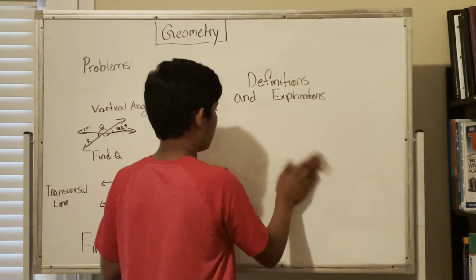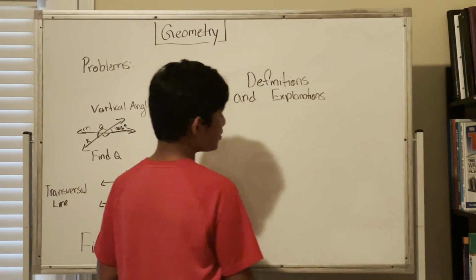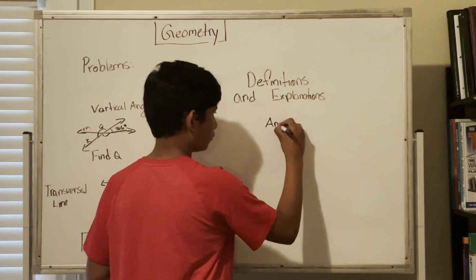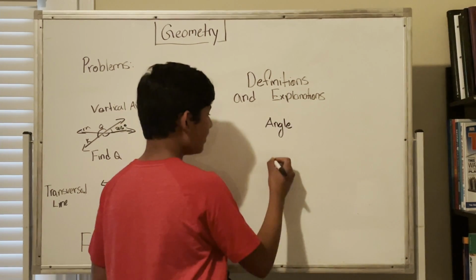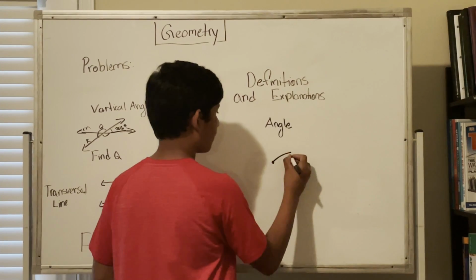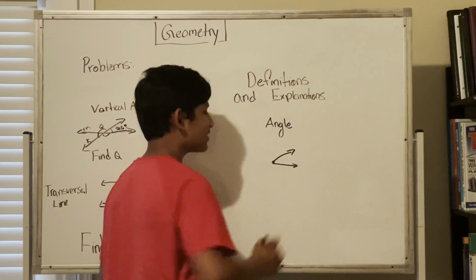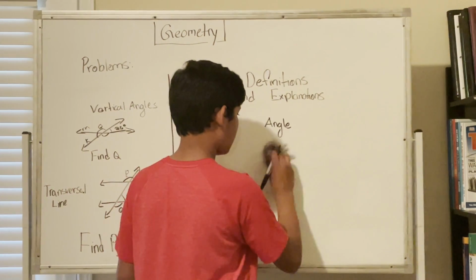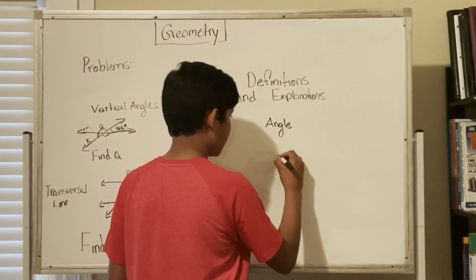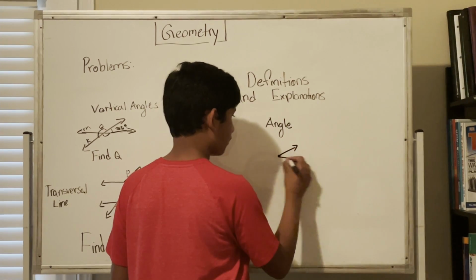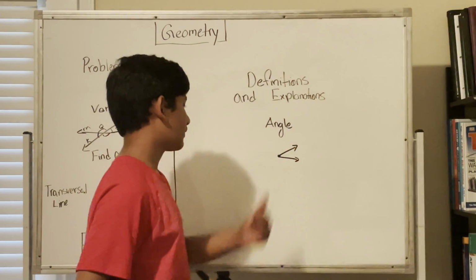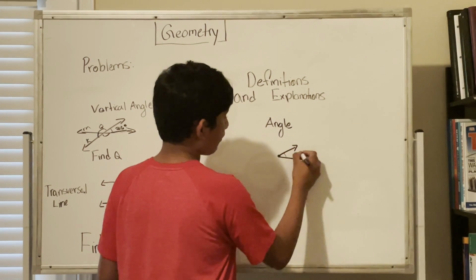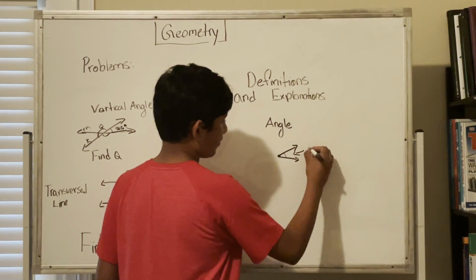Okay, now let's actually talk about angles. An angle is essentially just when we have two rays connected to a single endpoint over here. As you can see, we have a single endpoint over here, and we have an angle. An angle forms like this. Now we can call this angle, let's just say 30 degrees.